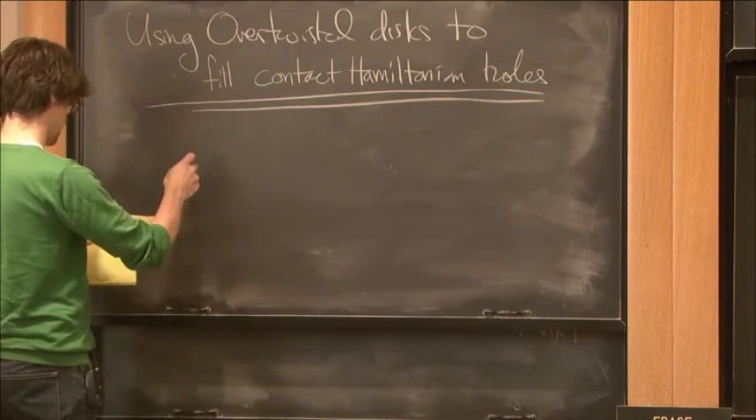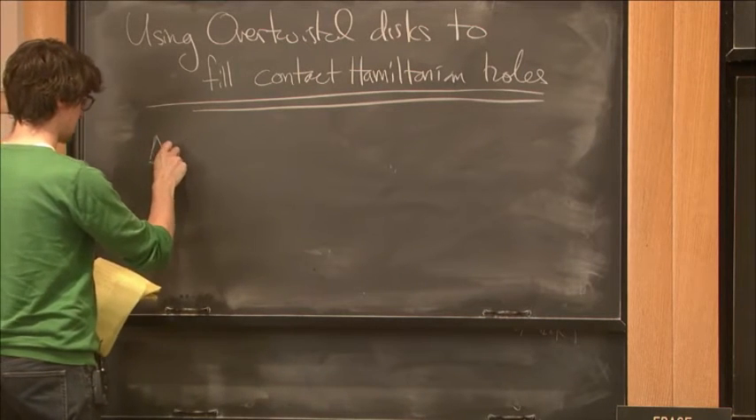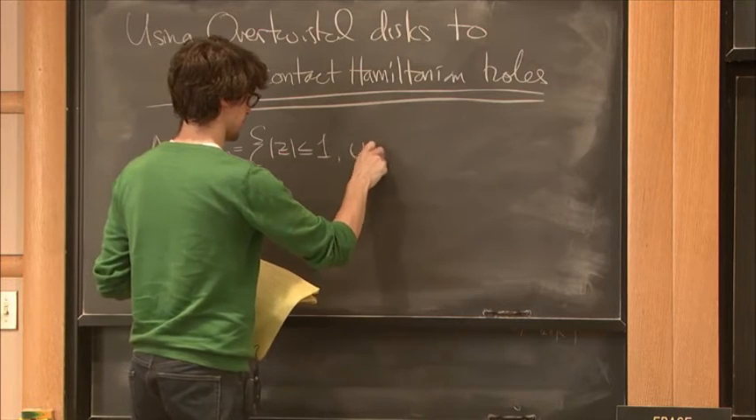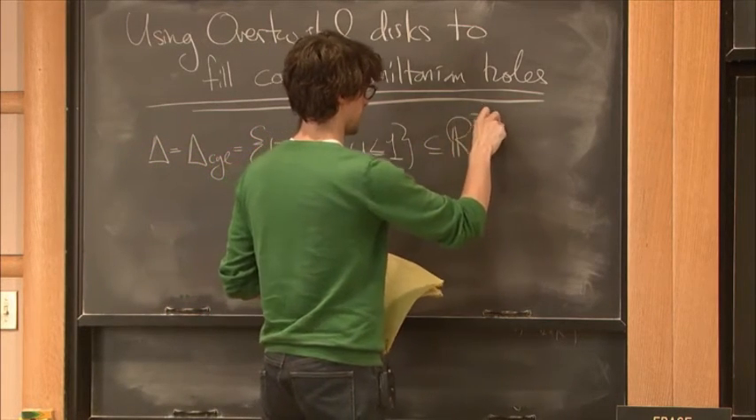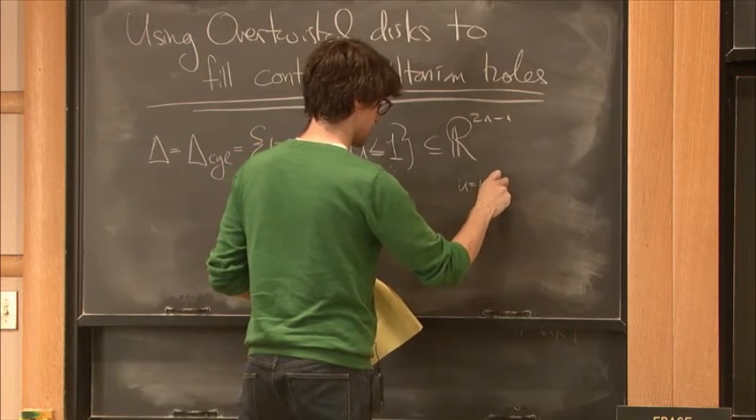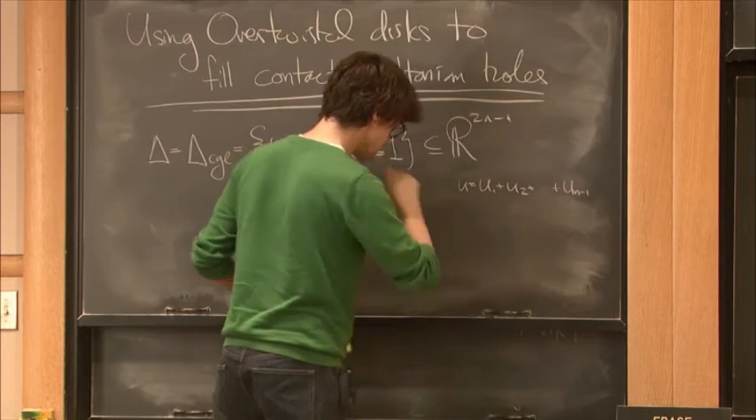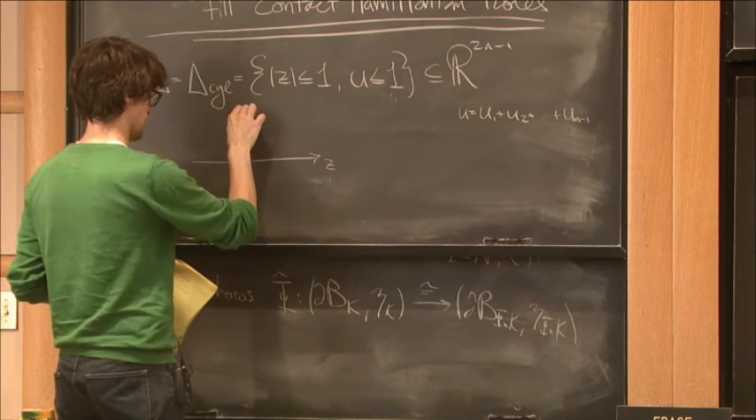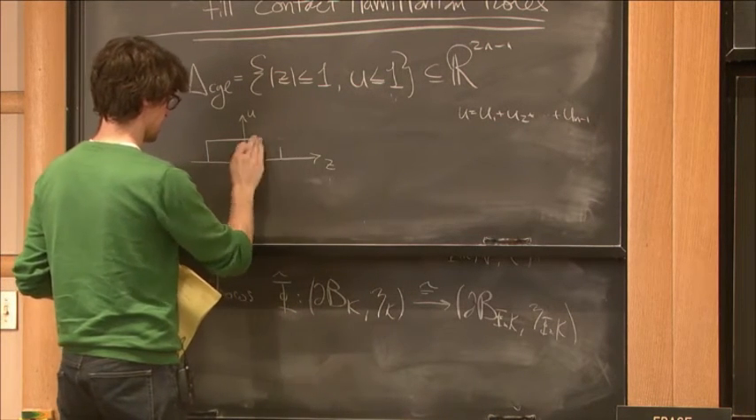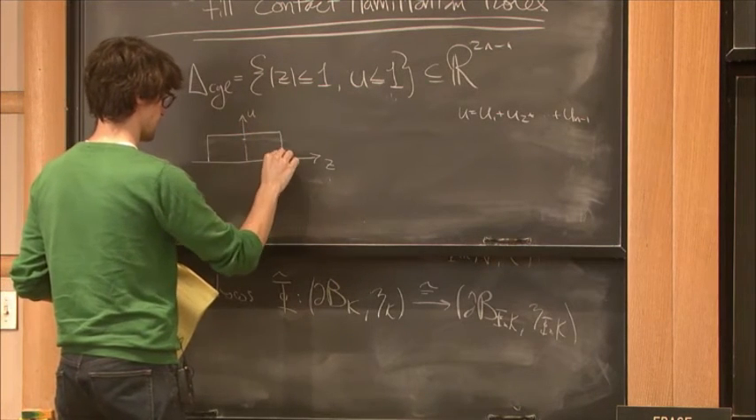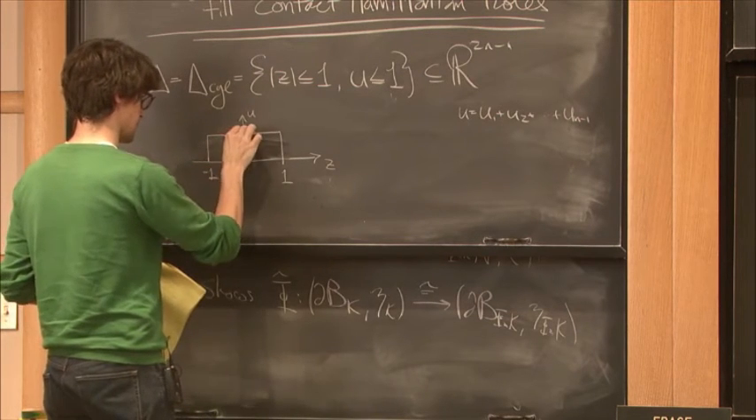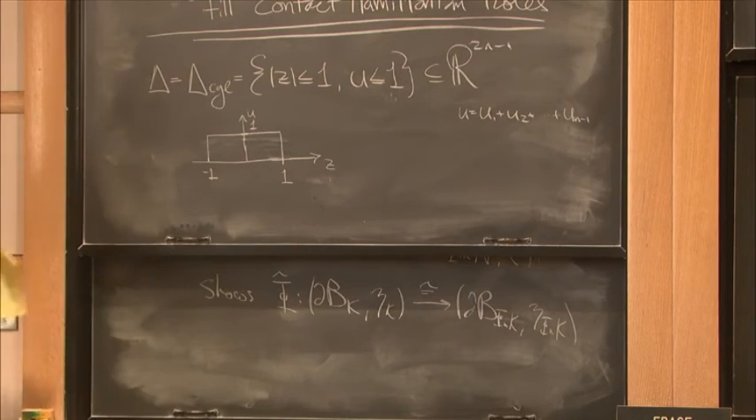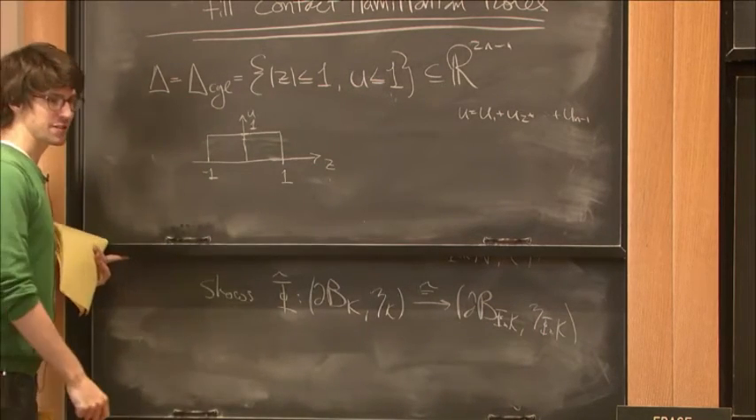Okay, so let me just remind you of what we're trying to do. We have our specified domain, which is the subset of R2n minus 1, where u is the sum of the radial coordinates. And I'm going to draw it always like this, even though that's the reverse orientation, but I'm going to stack things side to side, so I run out of space quicker if I write it with the normal orientation.